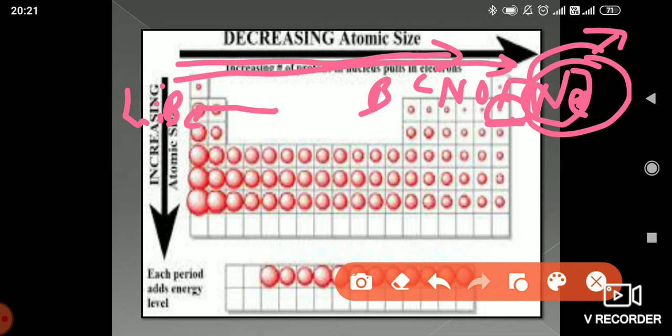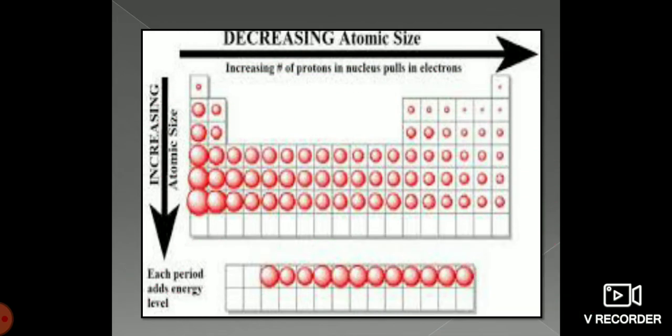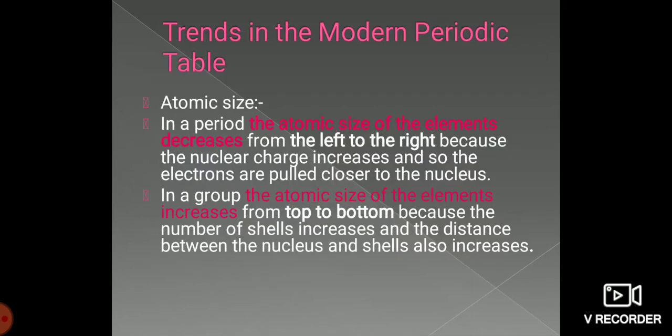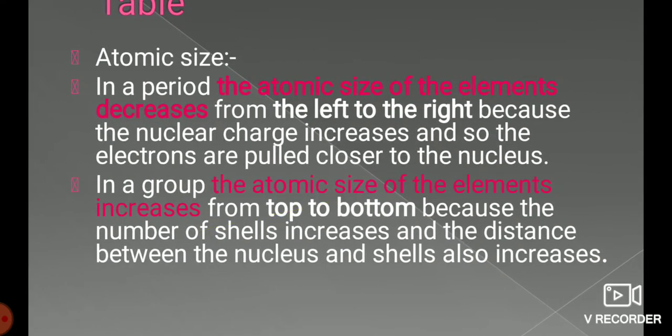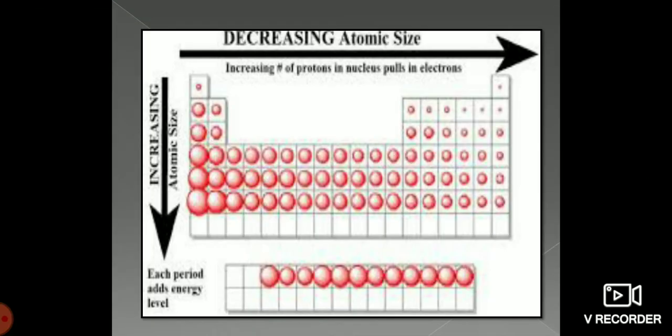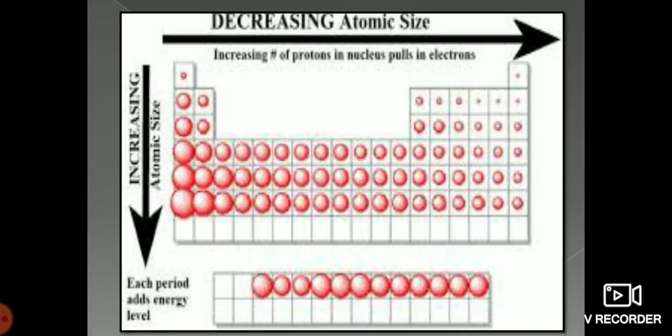Yes, it is clear that in a period when you move from left to right, the atomic size decreases. But neon, because it is an inert gas, has a bigger atomic size. So clear, I think. Next, if in a group we go from top to bottom, the atomic size of the elements increases.